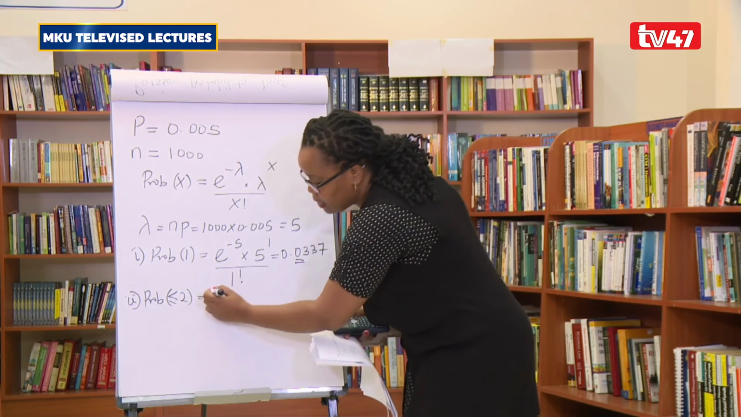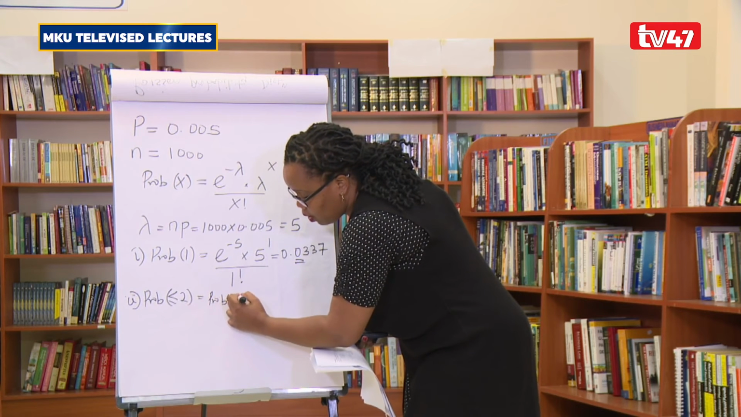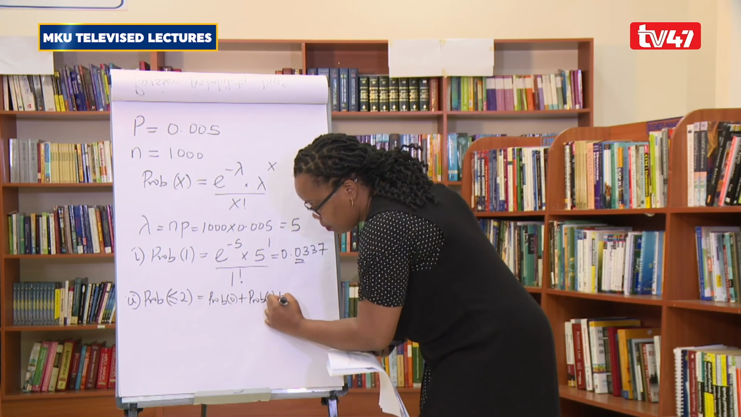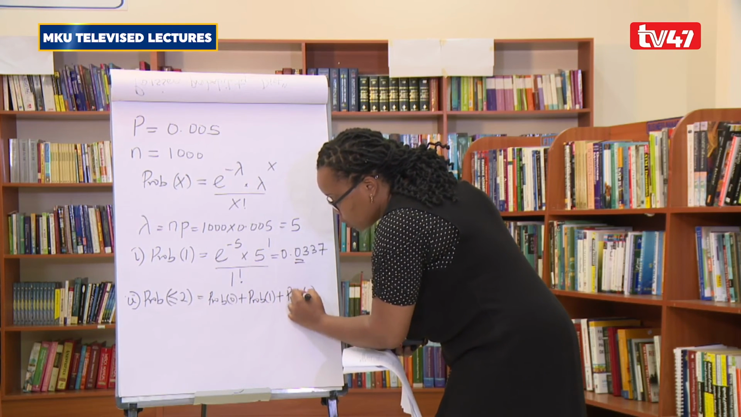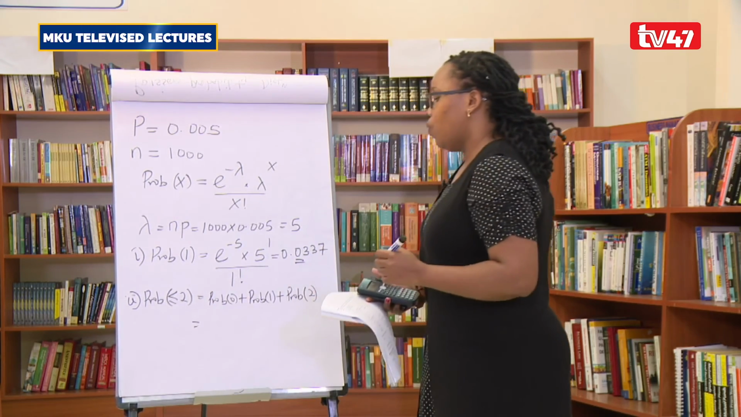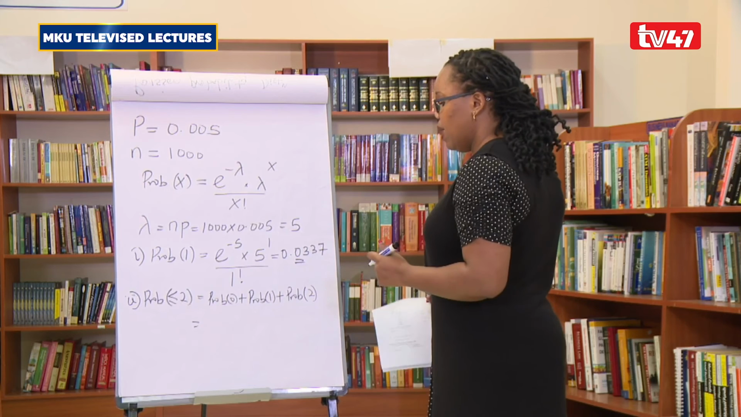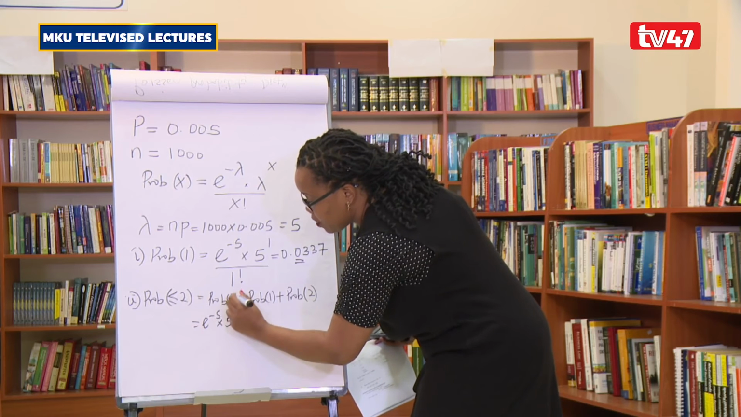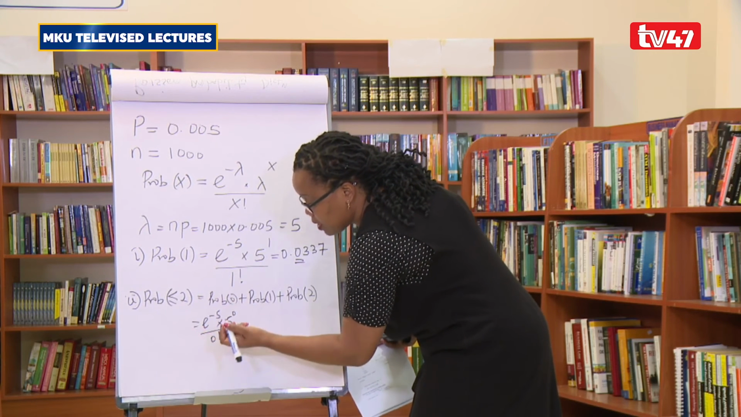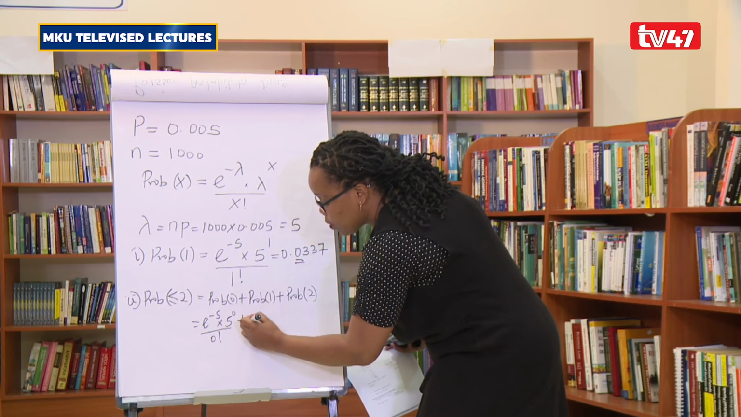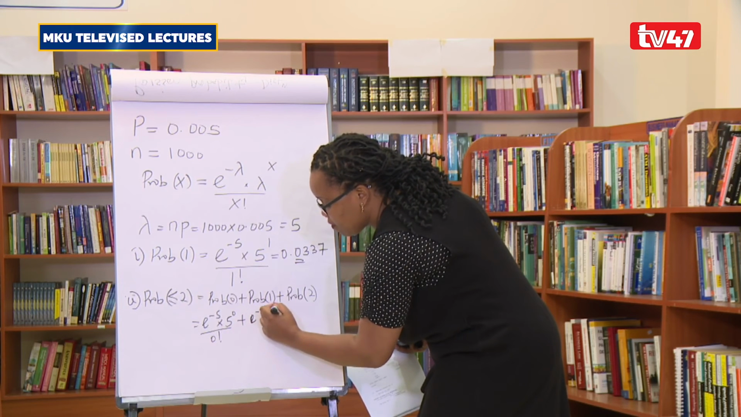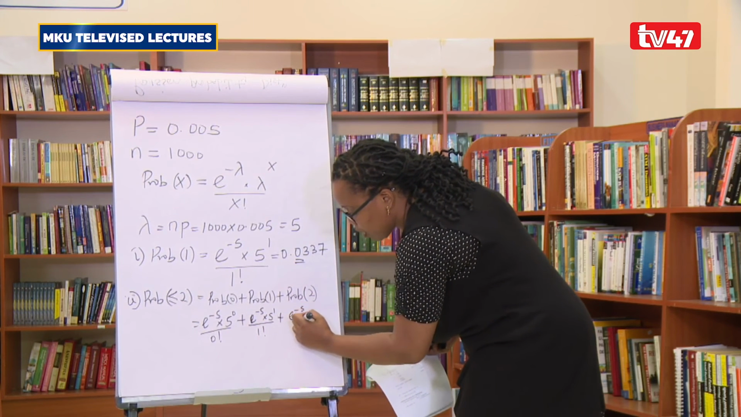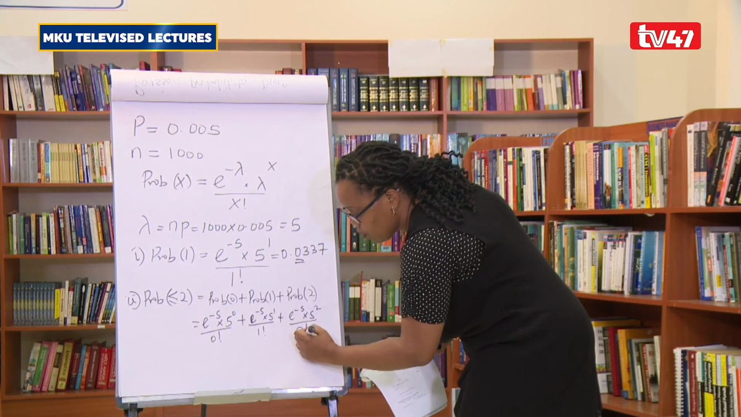Which is the probability of 0, plus probability of 1, plus probability of 2. So once we calculate that, let me just put it in as expected. Exponent negative 5 multiplied by 5 raised to power 0 over 0 factorial. 0 factorial is actually 1, plus exponent negative 5 multiplied by 5 raised to power 1 over 1 factorial, plus exponent negative 5 multiplied by 5 raised to power 2 over 2 factorial.